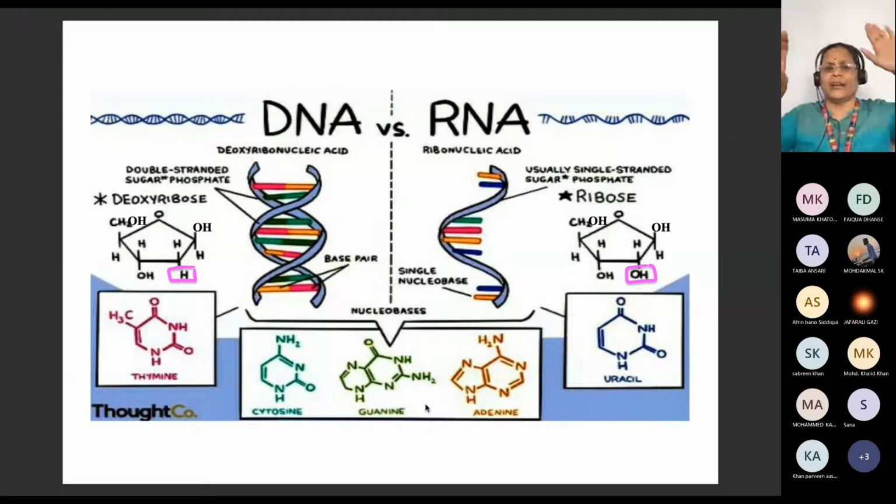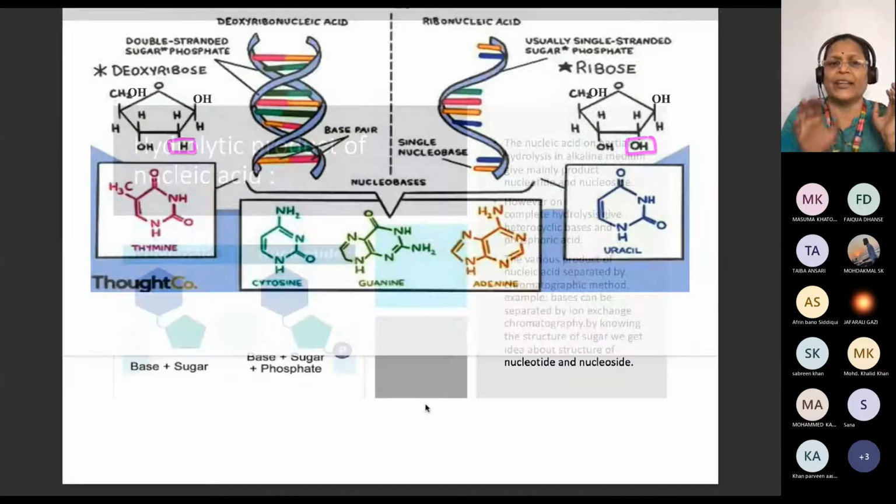Long form: deoxyribonucleic acid, ribonucleic acid. Here we have double stranded, here single stranded. That strand is definitely of sugar phosphate. Here the sugar is ribose, here we have the deoxyribose sugar. Here we have uracil as a base, here thymine. And what is common? These 3 bases, cytosine, guanine, adenine, are common in both DNA and RNA. Clear? Okay, I'll go to the next slide.